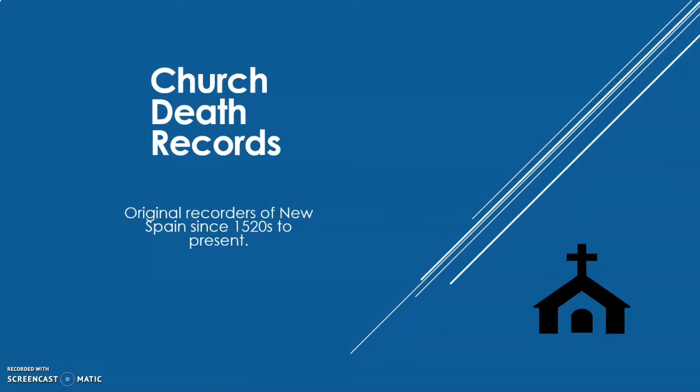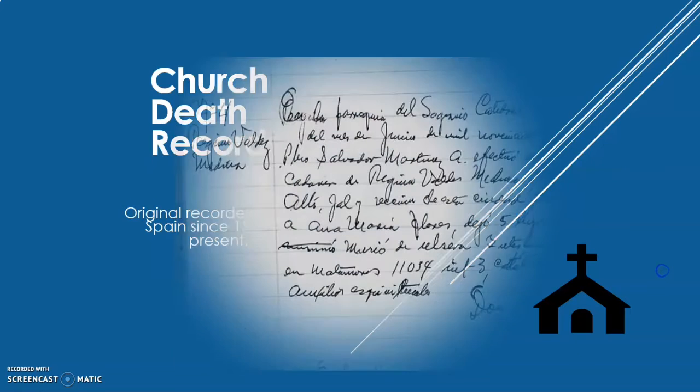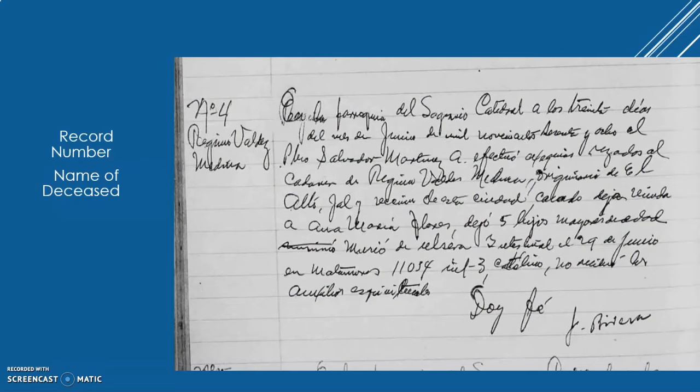Now we're going to look at church death records. Remember that they are the original recorders in New Spain, and they started around 1520, and of course they're still doing it today. The church records are a little bit different. You still have a record number, and you have the name of the deceased. It actually says where this person is from. It also says he left a widow, and it gives her name, Ana Maria Flores.